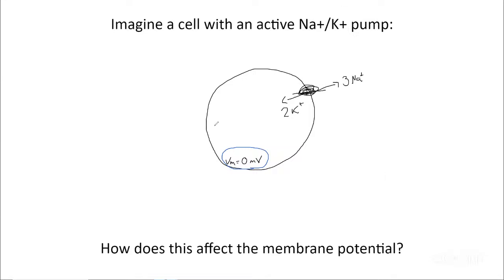Yeah. So we moved 3 positive charges out. We only brought back in 2 positive charges. Let's say we started with 3 negative charges on each side to begin with. In this case, we're balancing out those negative charges on the outside of the cell, but now we have extra negative inside the cell. So we'd be lowering that membrane potential as we have the sodium potassium pump running.